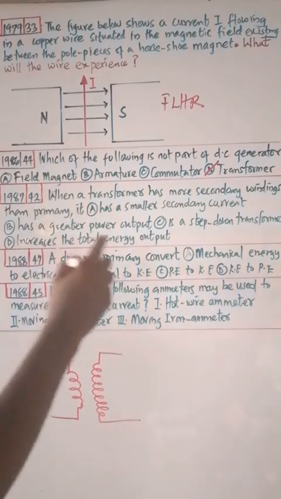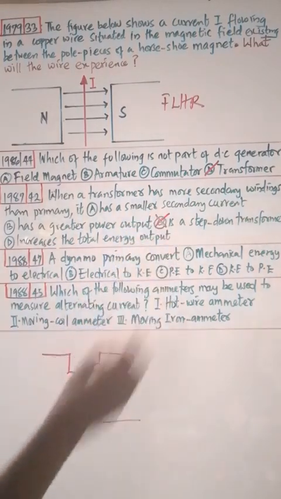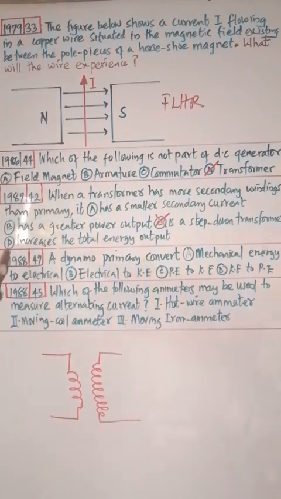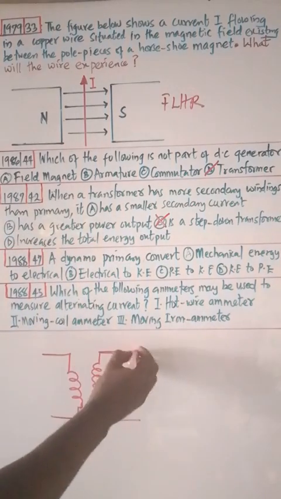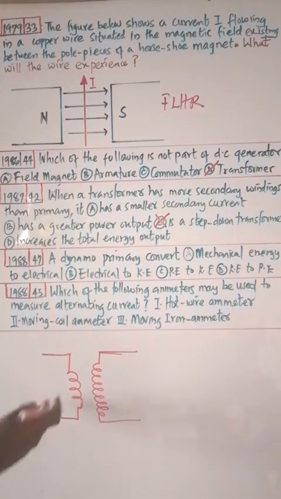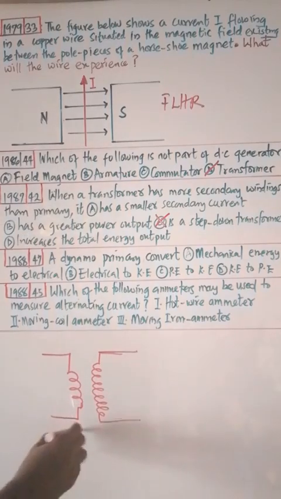So the answer cannot be option C. C cannot be the answer because C says step down. It cannot step down. Next, has a greater power output? No. A transformer can never have a greater power output. The power output is usually less, unless it is ideal. If it's ideal, the maximum is that they will be equal.